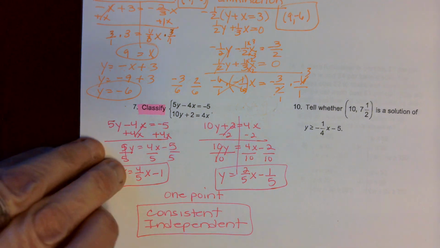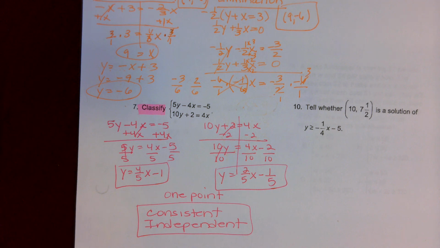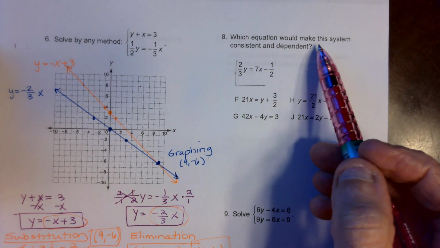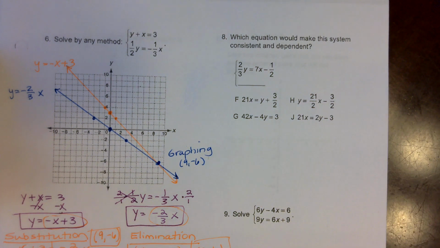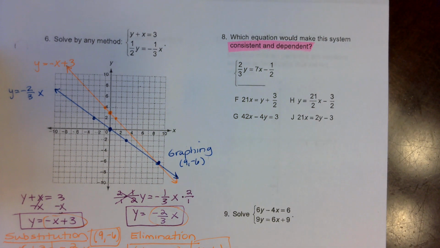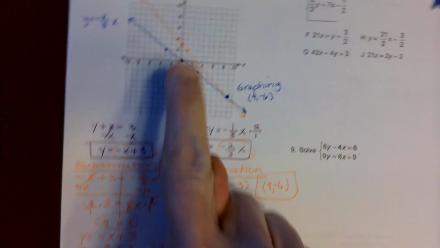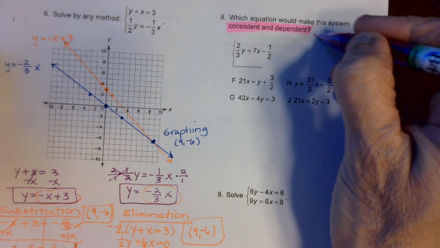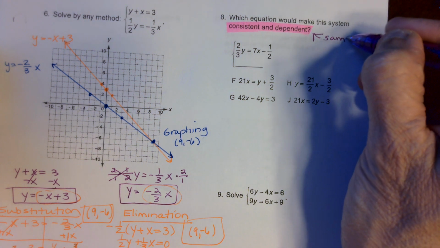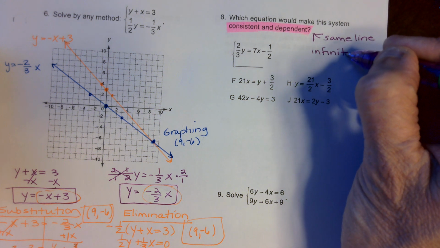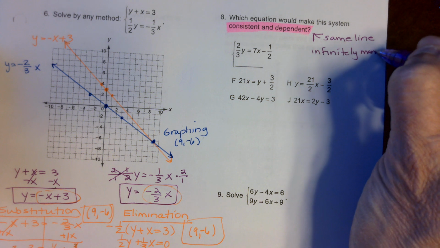You got to give me both words, and the only time you need one word is if it is the parallel lines that are inconsistent. Okay, which equation would make this system consistent and dependent? This was consistent and independent. Consistent and dependent is the exact same line. So how many solutions are there? Infinitely many. Because they overlap. They're all in common.